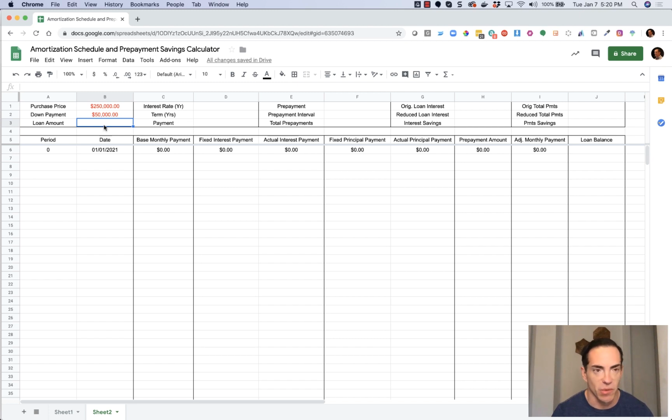This is just a real simple calculation where you put equals, and then select B1. You look at the column header and the row number, and that gives you the cell reference. B1 minus B2: the purchase price minus the down payment. Then hit enter, and it calculates the loan amount for you. I like to put the values that are the inputs in red.